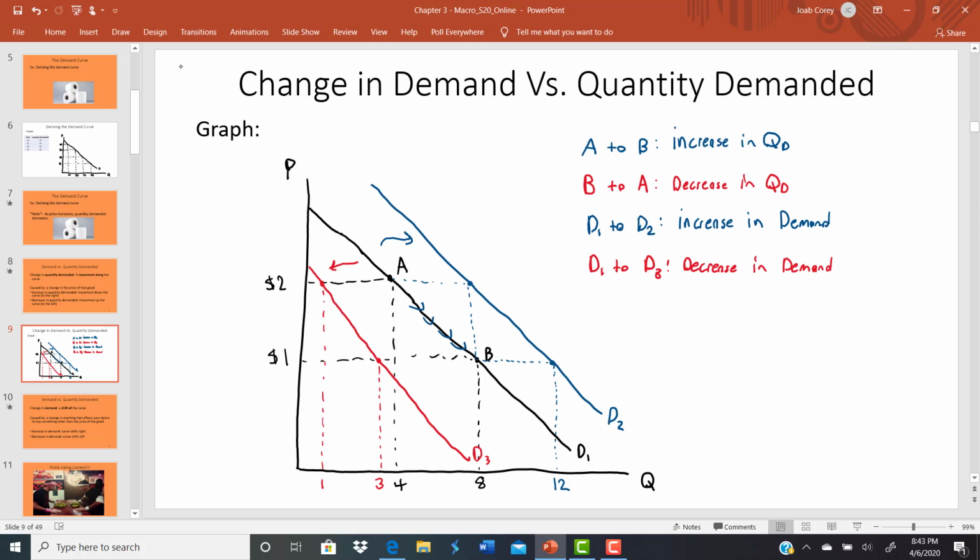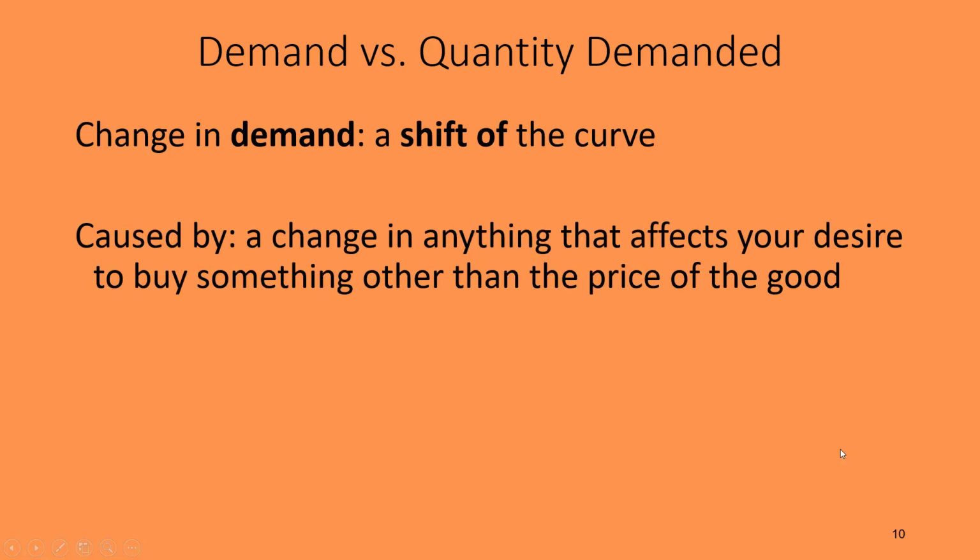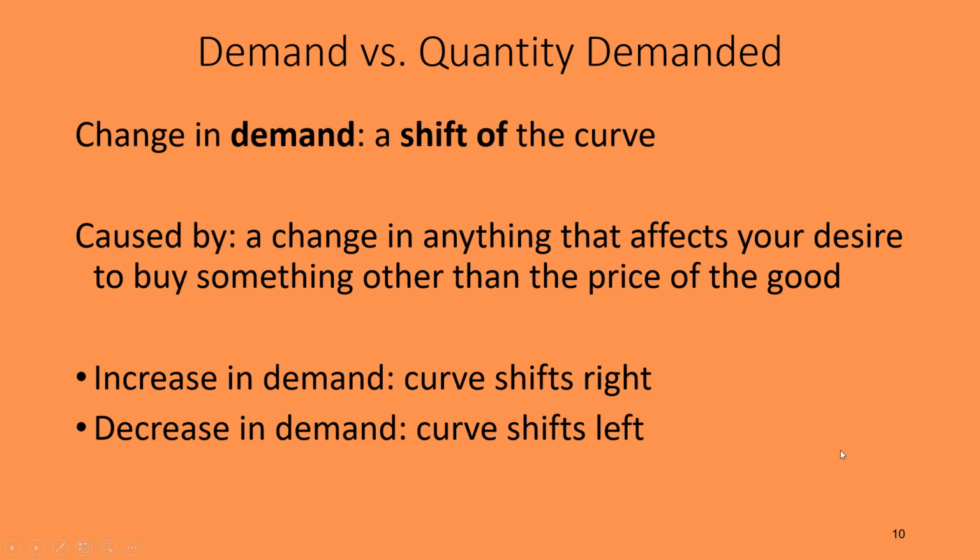So again, ask yourself, why am I buying more or why am I buying less? Is it because the price of the good has changed? That's a change in quantity demanded. Or is it because something else has changed that's caused me to want it more or less, right? That is a change in demand, right? So again, make sure you understand the difference between a change in quantity demanded and a change in demand.